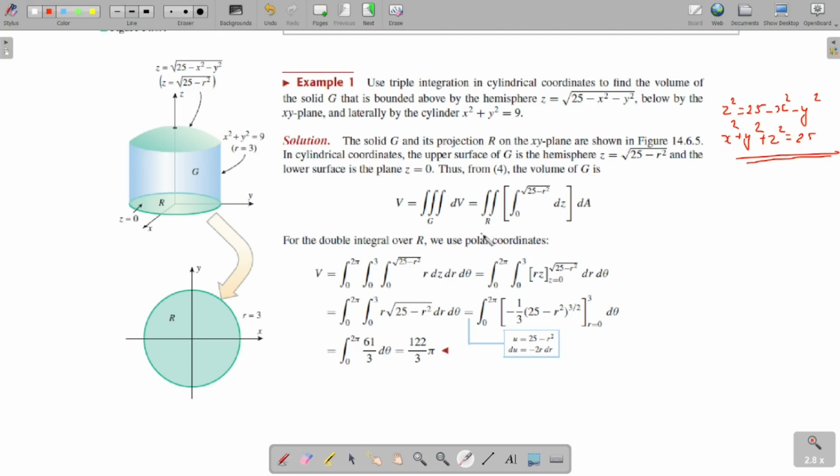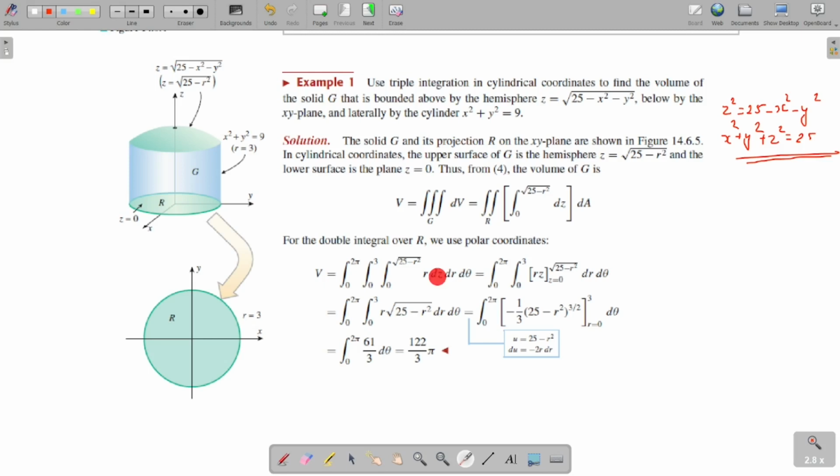Now how can we find the limits of r and theta? For that, you have to take the projection of this solid on the xy plane, and you know the projection is itself the lower part of the solid here, that is x square plus y square is equal to 9. That is a circle. And here in the circle, r varies from 0 to 3. This is a circle with radius 3, because here you have x square plus y square equal to 3 square. Therefore r varies from 0 to 3, and theta varies from 0 to 2 pi. So you have the limits of r as 0 to 3 and the limits of theta as 0 to 2 pi.